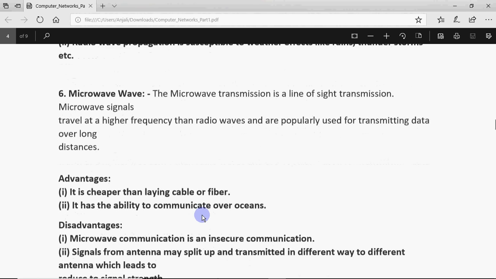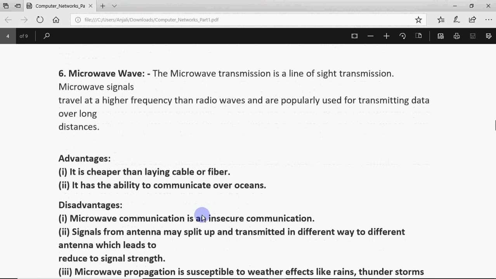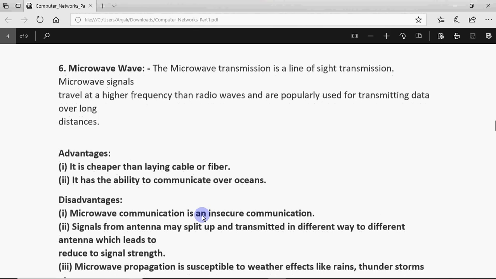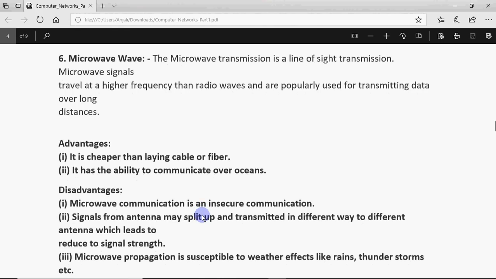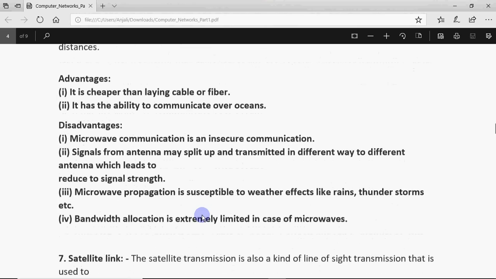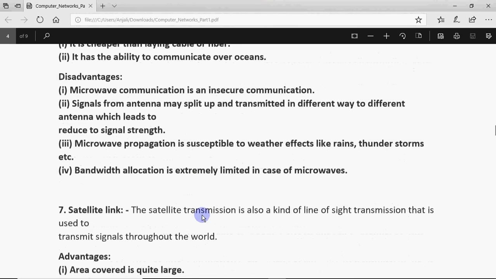Then we have microwave, which is actually used for wireless communications. So microwave transmission is line of sight transmission. It goes in one direction only. That's why we need towers. You have seen towers of Airtel, Vodafone and all. So those towers are there so that they can get the signals and amplify them in the same direction. So it is cheaper than line cables. It has the ability to communicate over oceans.